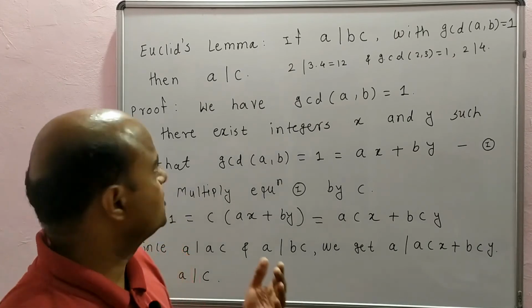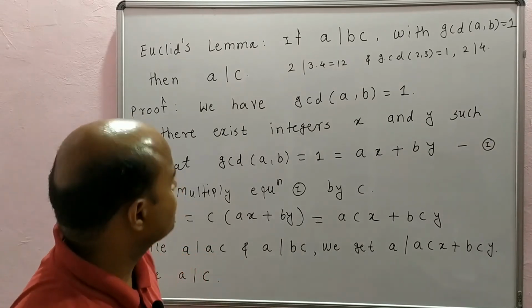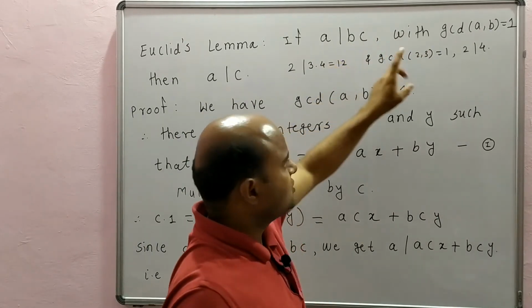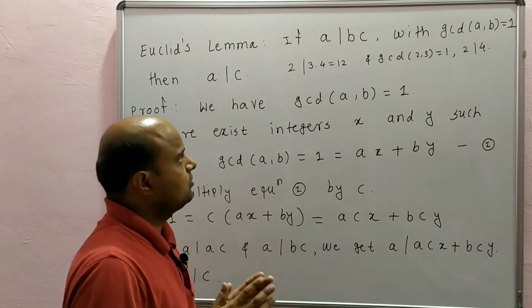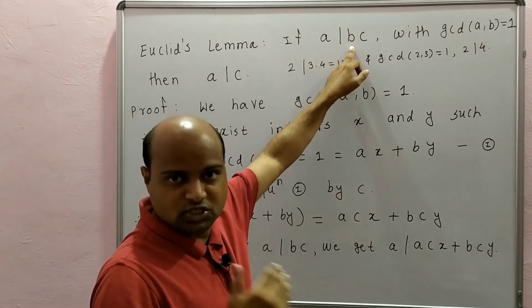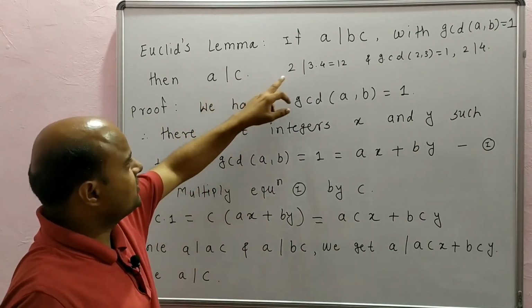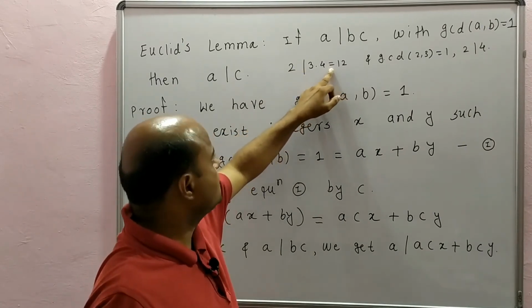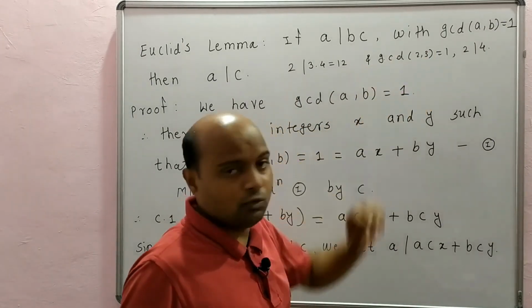Now we will see Euclid's lemma. Euclid's lemma is a very important lemma in number theory. What does it say? If a divides bc with GCD of a and b is 1, then a divides c. See here, if we have a, b, c, 3 integers, and a divides bc, b into c, and GCD of a and b is 1, then a divides c. I illustrate with an example. See, 2 divides 3 into 4, that is 12, and GCD of 2 and 3 is what? 1. This implies 2 divides 4.